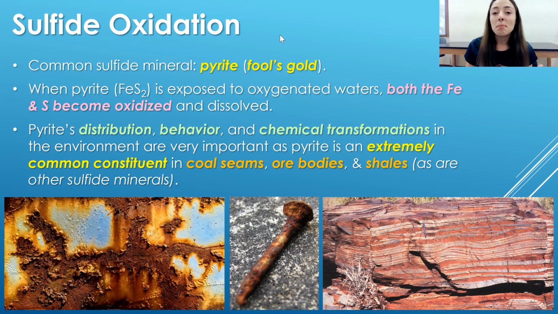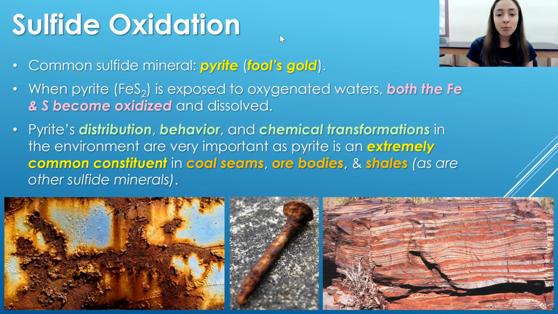The reason that we're focusing on pyrite oxidation is because pyrite is a really common sulfide mineral. And when pyrite is exposed to oxygenated waters, both iron and sulfide can become oxidized, because currently in their pyrite form, they are reduced, just meaning that they have a lot of electrons and they can give some away to become oxidized. And that's what oxygen does. It takes those extra electrons and it oxidizes the reduced iron and sulfur within the pyrite. And when it oxidizes pyrite, pyrite dissolves.